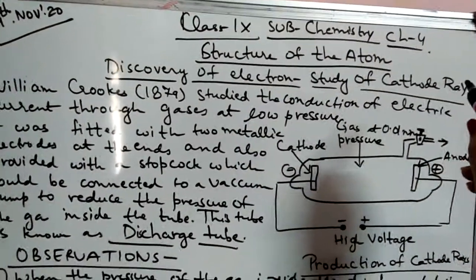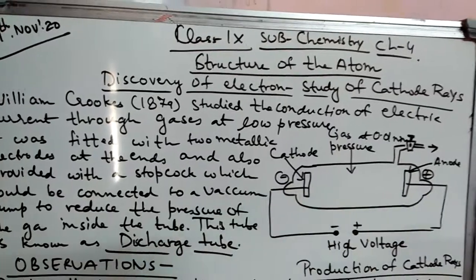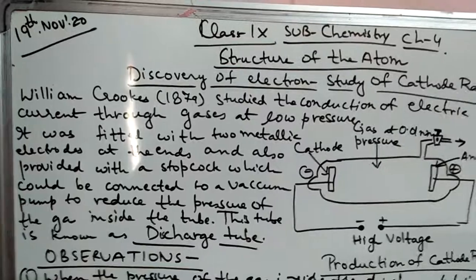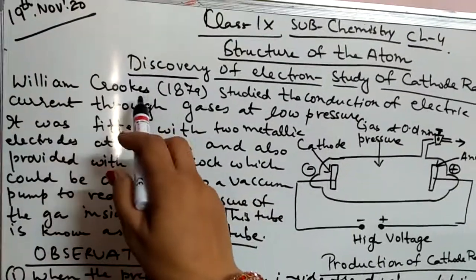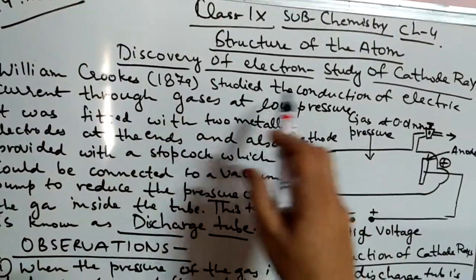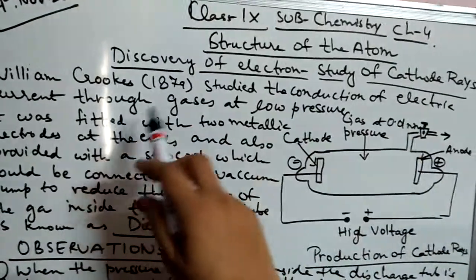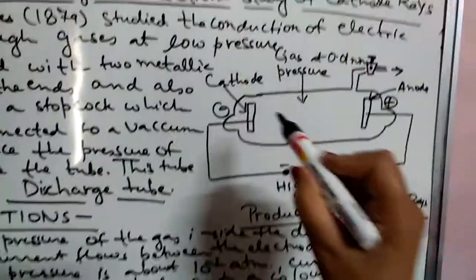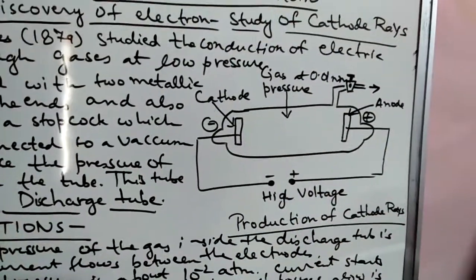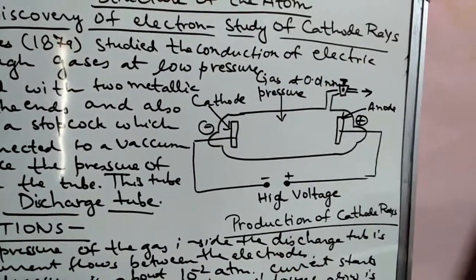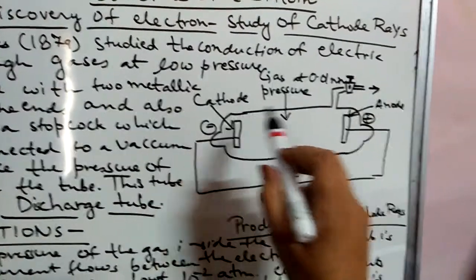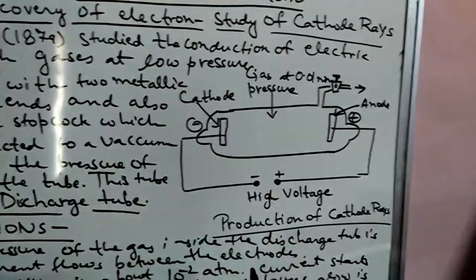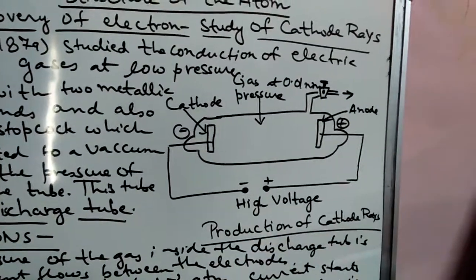Now, for this discovery of electron, the scientist name is William Crookes, right? William Crookes in the year 1879 studied the conduction of electric current through gases at low pressure. For this, he took a glass tube, and one side is known as the cathode side and the other side is known as the anode side. As you know, cathode is negatively charged and anode is positively charged.